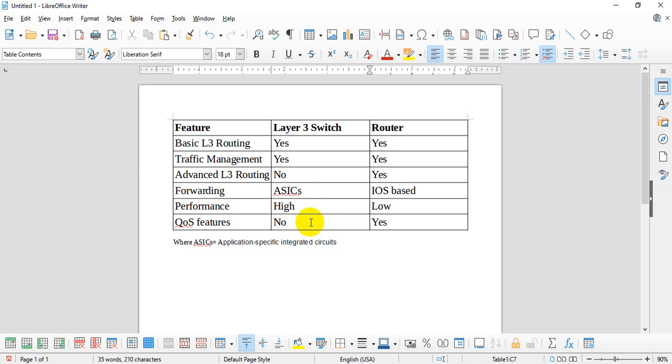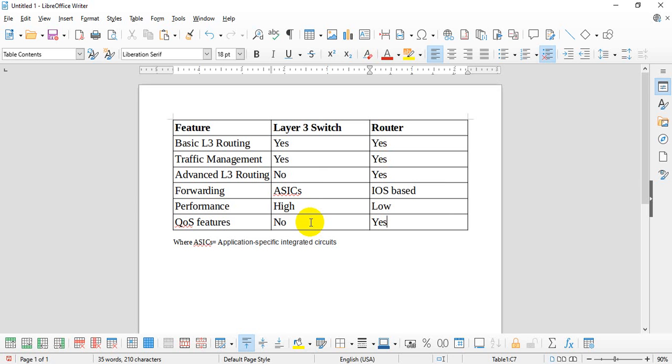Next, we have completed the comparison between the L3 switch and the router on the basis of features: L3 routing, traffic management, advanced L3 routing, forwarding, performance, and quality of service features. As you can see on my screen, I have separated L3 switches and the router on the basis of the features given below.